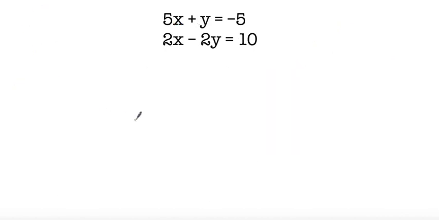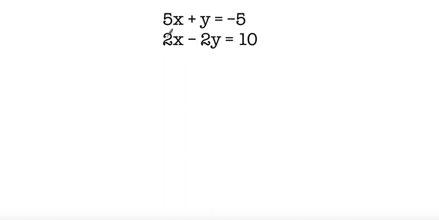Okay, so here we have another example, and we have 5x plus y is equal to negative 5, and we have 2x minus 2y is equal to 10. So again, we don't have either of our equations equal to either just x or y. So we're going to pick the equation that's easiest to rearrange, and I would say that that's the first one because y is already by itself.